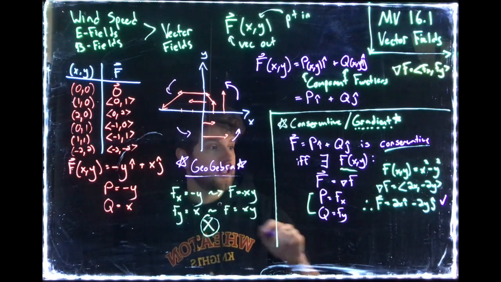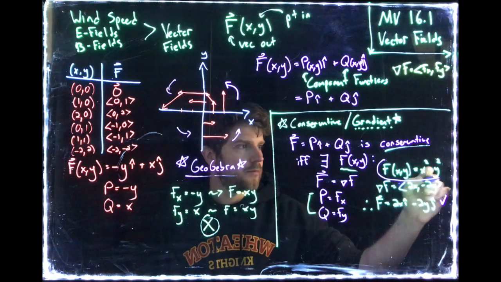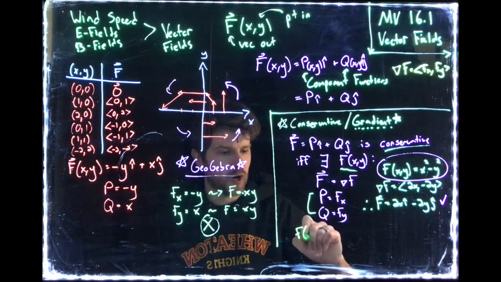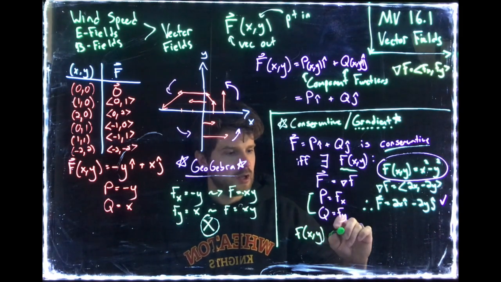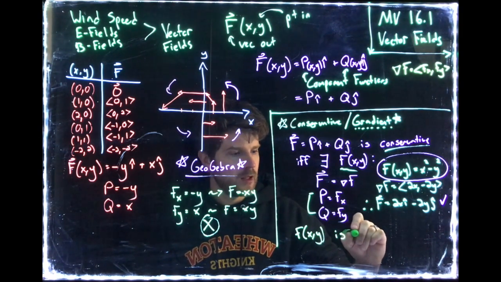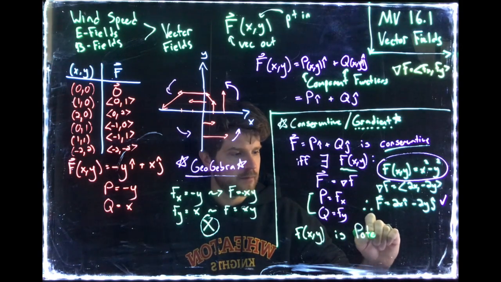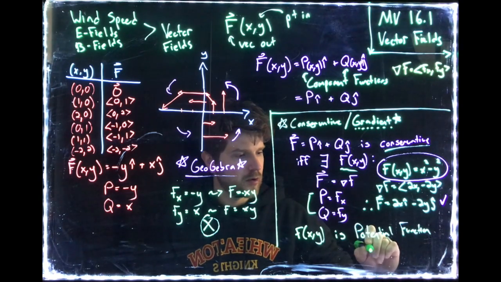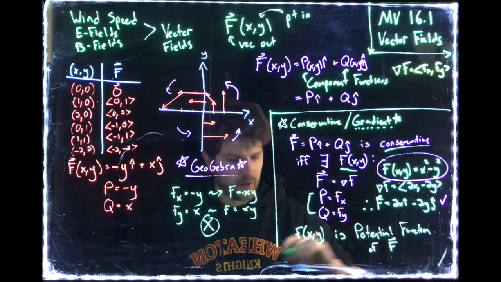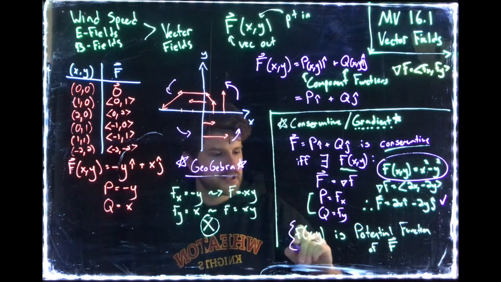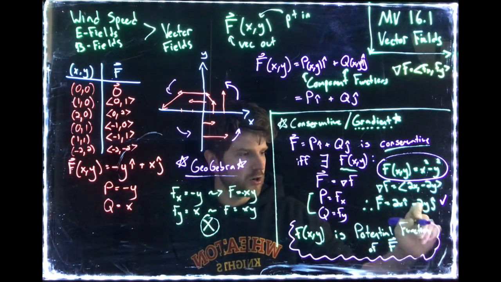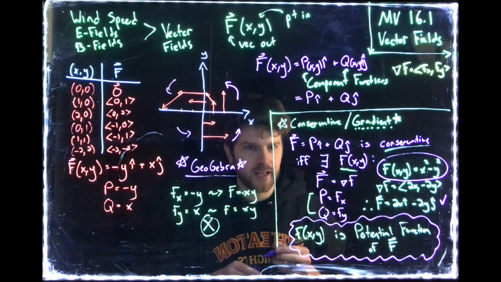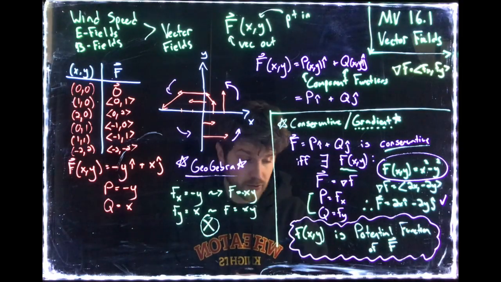If this function does exist, by the way, it goes by a special name. The scalar function f of xy is called the potential function of our vector field. And if you're thinking potential, like potential energy or electric potential, you are absolutely right. It does have, in many cases, this physical interpretation, although we'll see other uses for it.